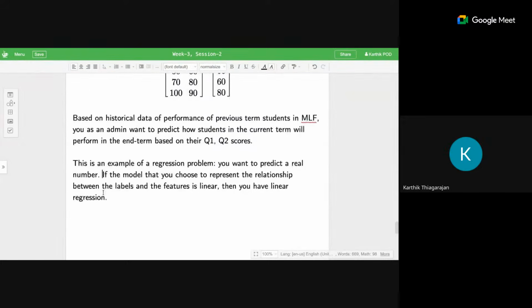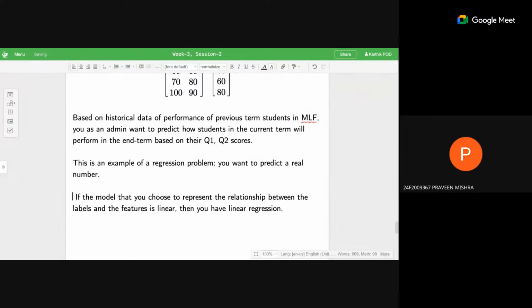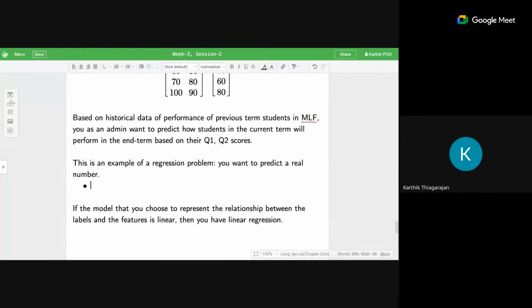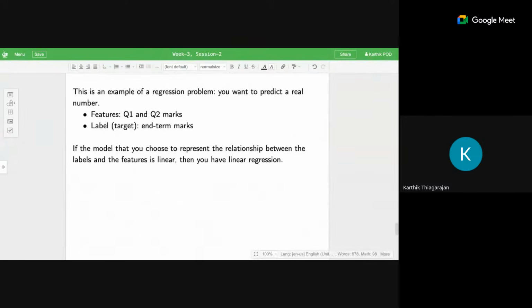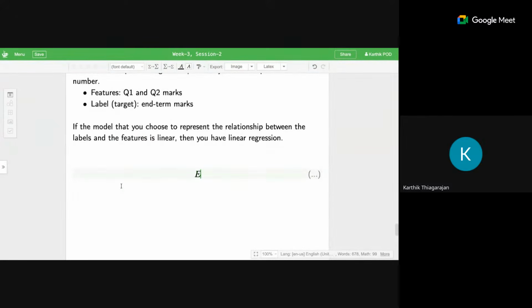What would we call the features? Quiz 1, quiz 2 marks. Yeah, so the features are Q1, Q2 marks. And what is your label, or what is your target? End-term marks. Okay, so this is the setup. I call the end-term marks E, and the quiz 1 and quiz 2 marks of a student Q1 and Q2.